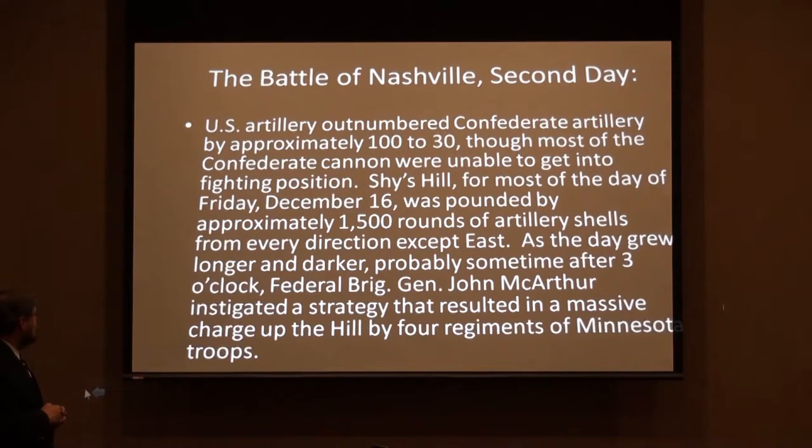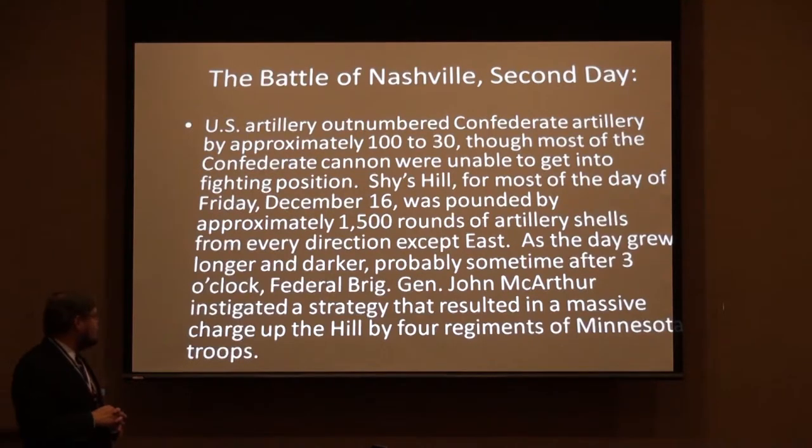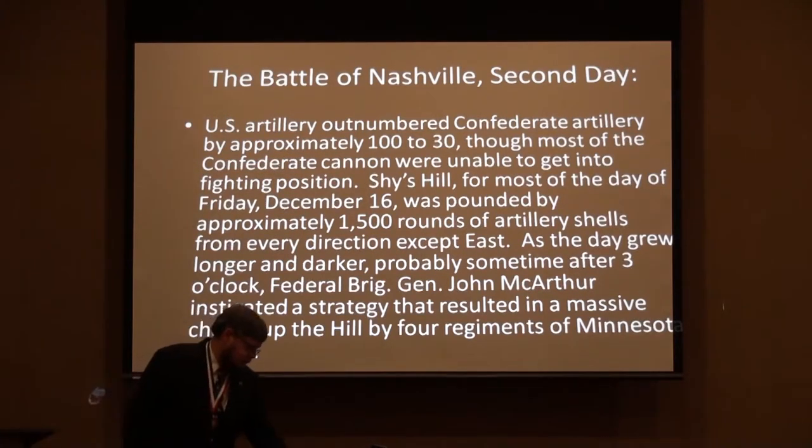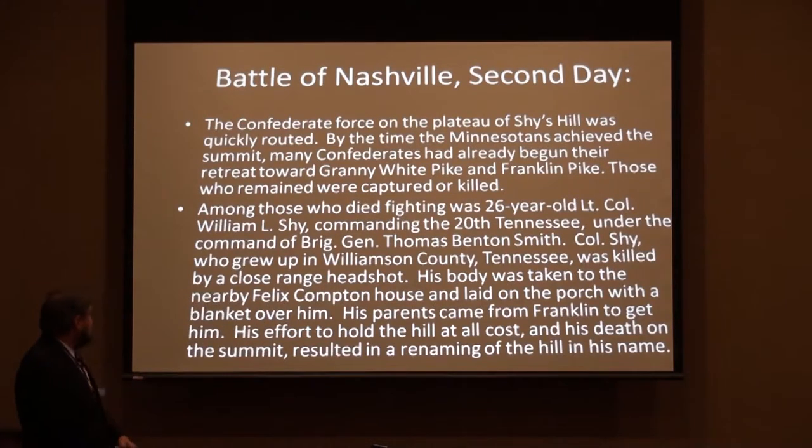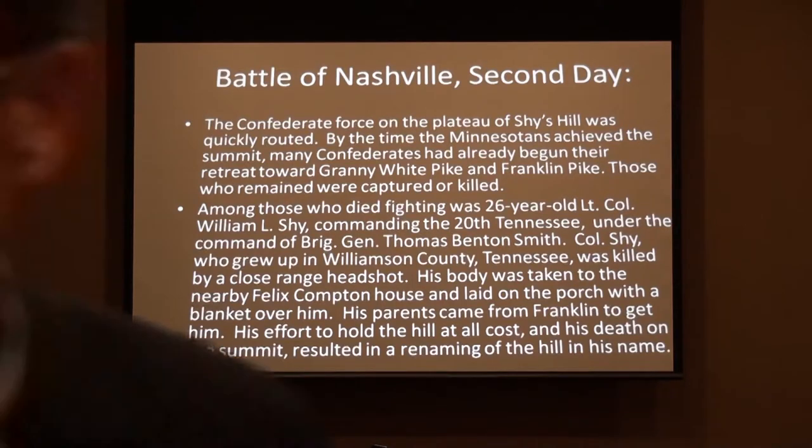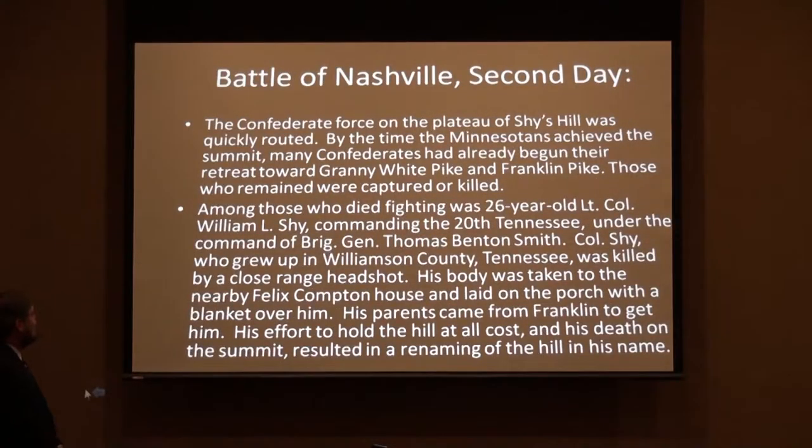As the day grew longer and darker, probably sometime after 3 o'clock, Federal Brigadier General John McArthur instigated a strategy that resulted in a massive charge up that hill by 4 regiments of Minnesota troops. The Confederate force on the plateau of Shy's Hill was quickly routed. By the time the Minnesotans achieved the summit, many Confederates had already begun their retreat toward Granny White Pike, and, you know that, Franklin Pike.